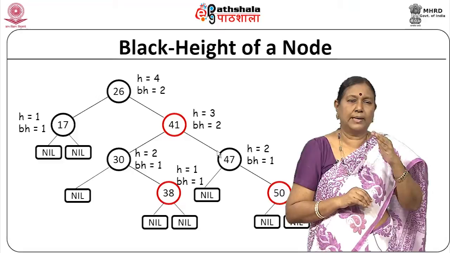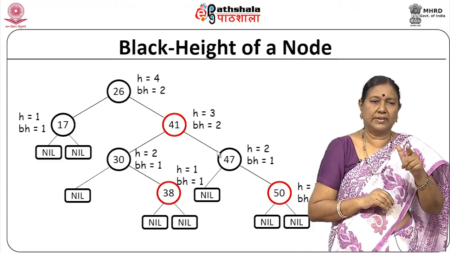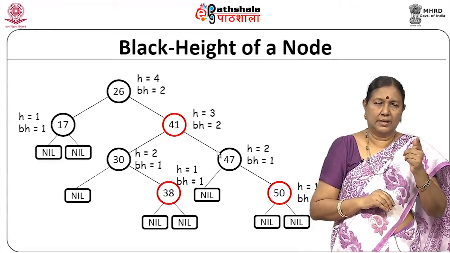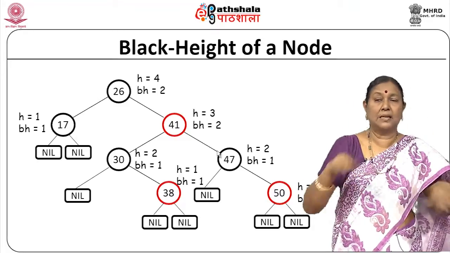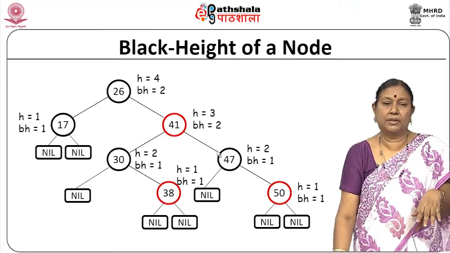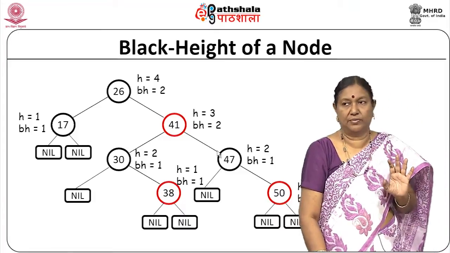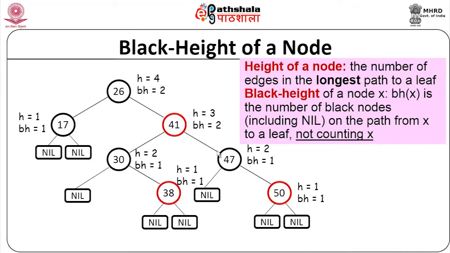Okay. So, if you take 26, you will see 17 and nil. So, 2, 17 and nil, and the black heights will be the same for all paths, only then for a node you can put the black height. This is what we defined as black height of a node. So, height of a node is the number of edges in the longest path to the leaf, that is the normal definition of height. Black height of a node x, BH of x, is the number of black nodes, I am just repeating, including nil, on the path from x to the leaf, not counting x. So, that is what we discussed.